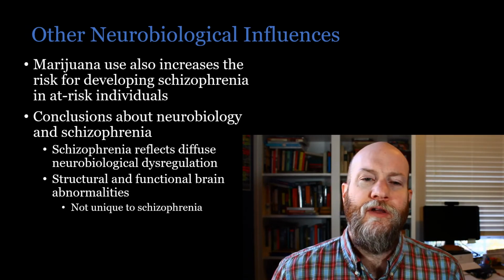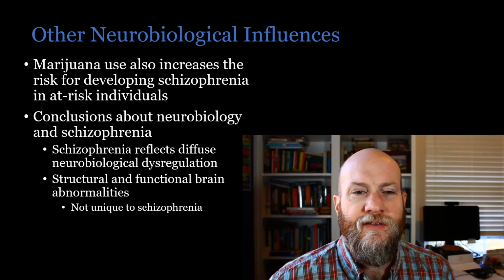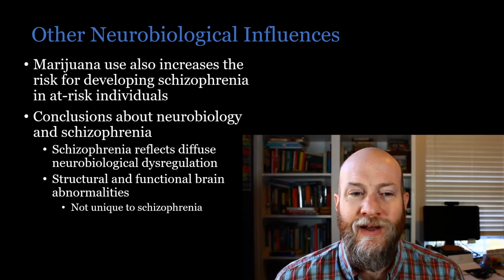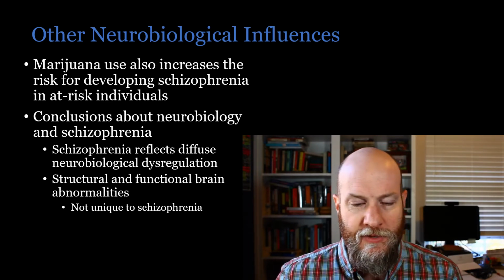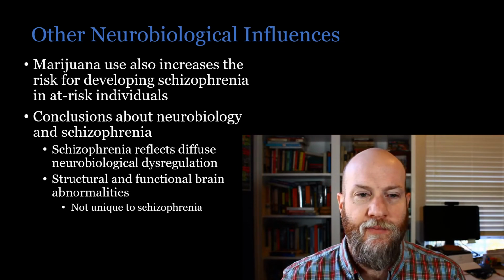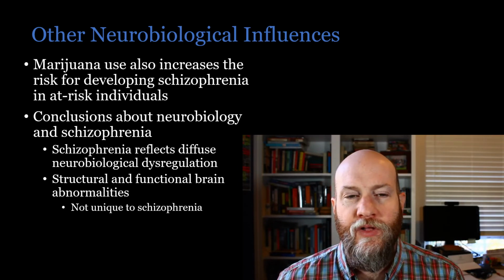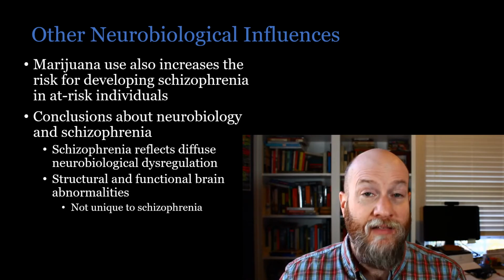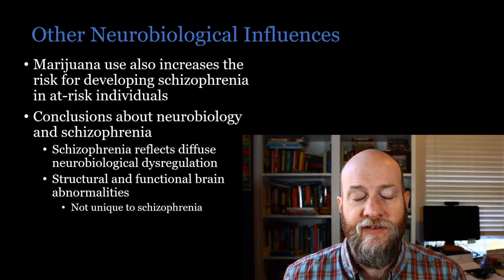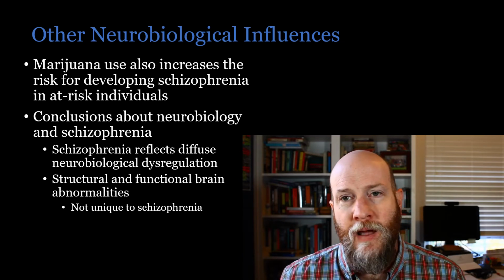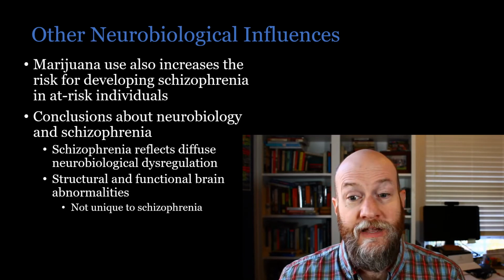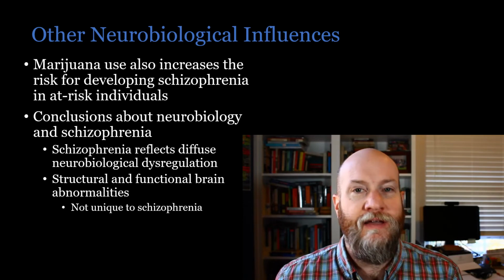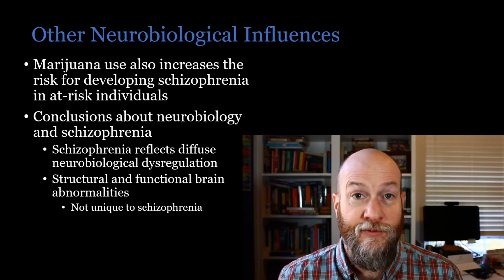We know that marijuana use, especially in adolescents, can increase the risk for developing schizophrenia in at-risk individuals. So essentially, there is some evidence that early marijuana use can act as a stressor, likely because of its mild hallucinogenic effects in some individuals, might be acting as the stressor to lead to the manifestation of the schizophrenia diathesis, the genetic predisposition to develop it.